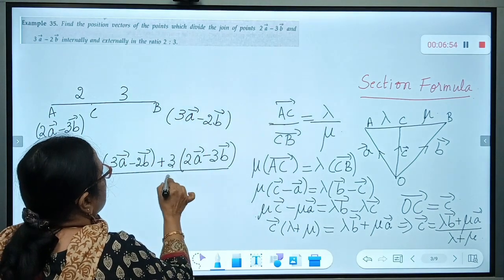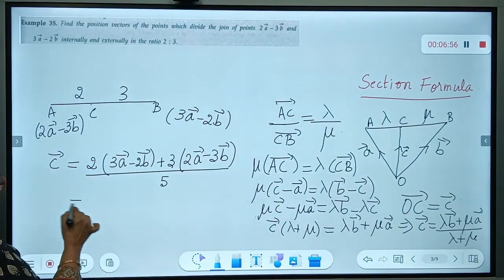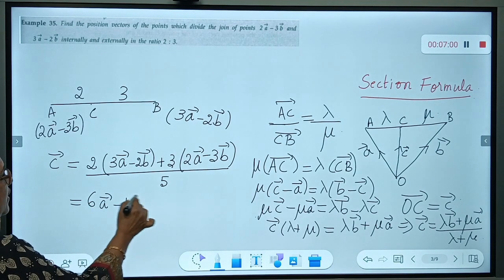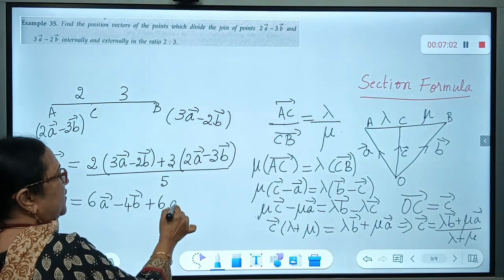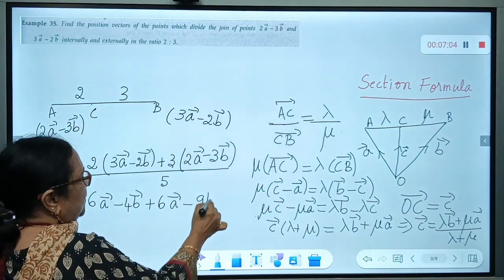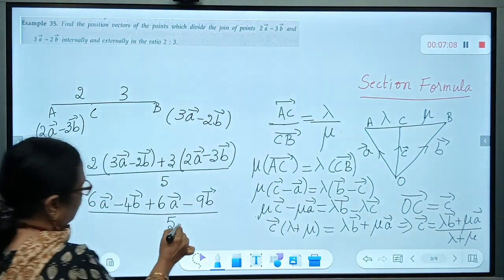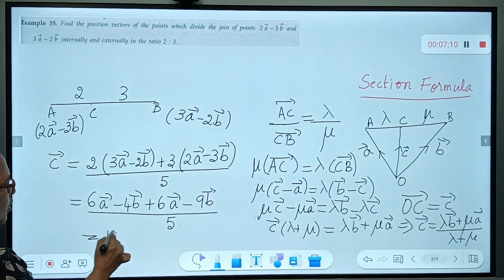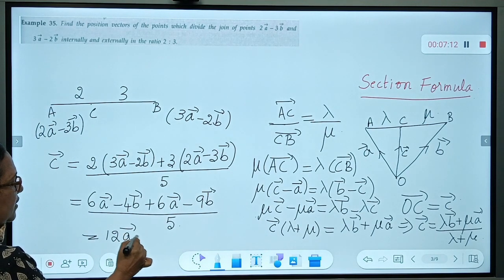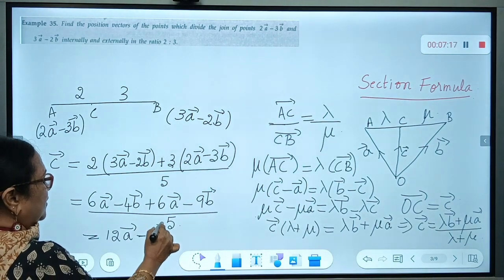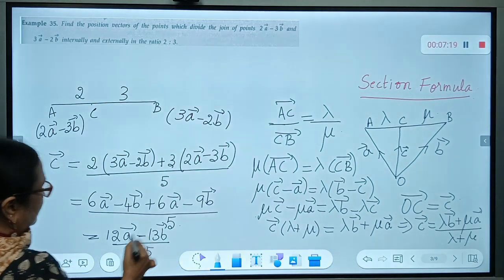divided by 2 plus 3, which is 5. This is 6A vector minus 4B vector plus 6A vector minus 9B vector divided by 5, which is equal to 12 times A vector minus 13 times B vector divided by 5.